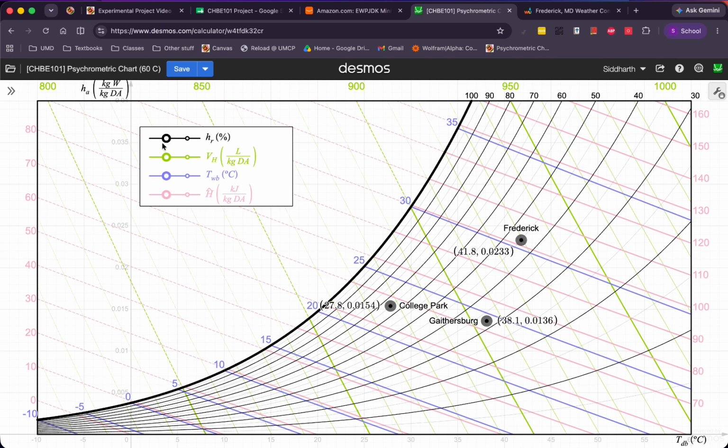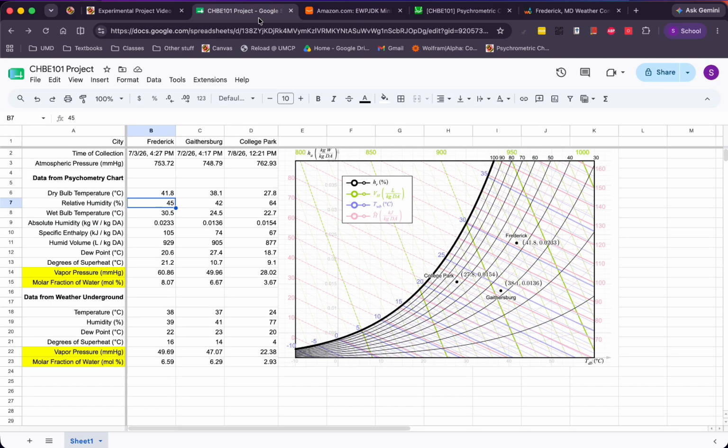And that gives me all the other values, which are the wet bulb temperature, the absolute humidity, which is the y-axis here, the specific enthalpy, which is the pink diagonal lines, the humid volume, which is these green diagonal lines, and as I said, the wet bulb temperature is the blue diagonal lines. And then using these, I find the dew point, which is the line along the same y value at which relative humidity is 100%. So it's this bold line.